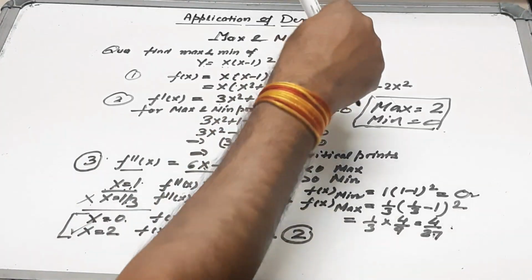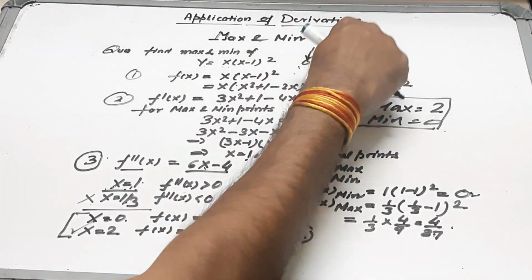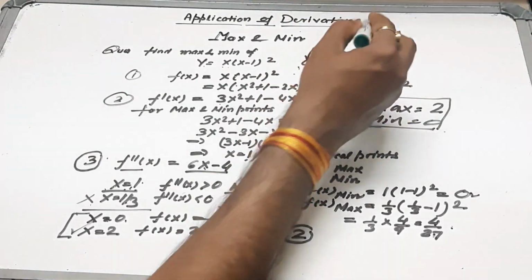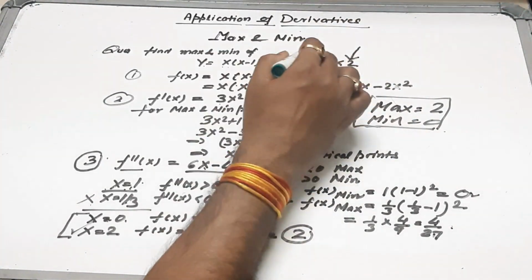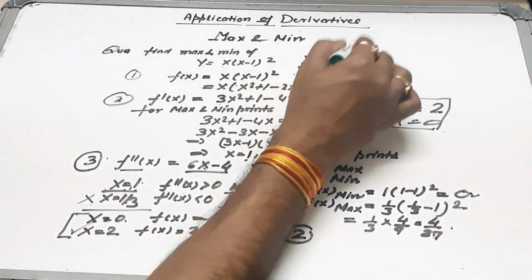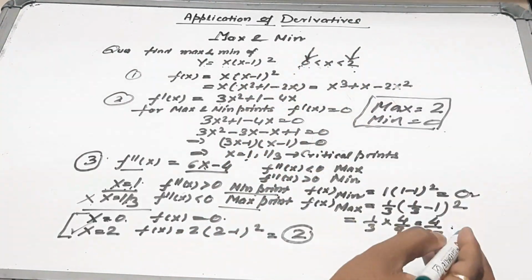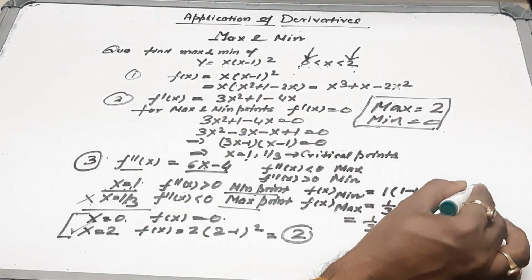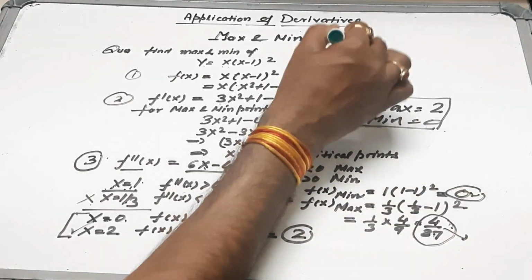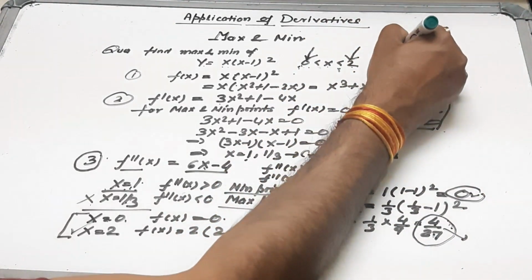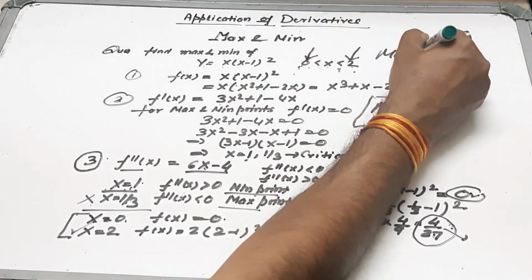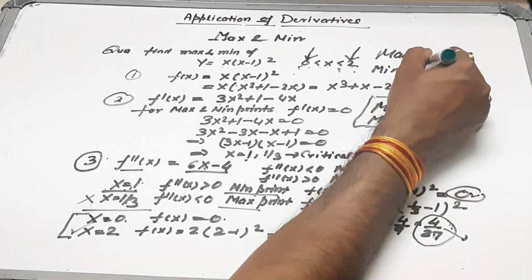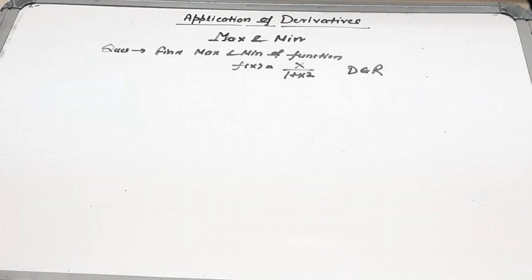Now let us see if this equality is not given here. If this equality is not given here, then you need not check the endpoints. Means the 0 value also will not be checked, the 2 value also we will not check. In that case, this 4 by 27 itself will be the maxima point and 0 is the minima point. So if such a type of interval is there, then overall maxima will be how much? 4 by 27 and minima will be how much? 0.